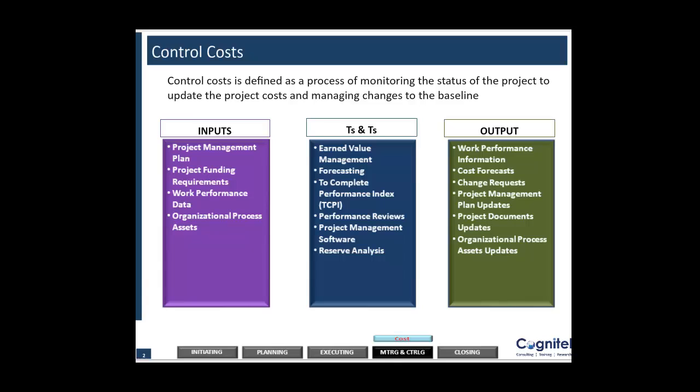Tools and techniques are your earned value management, forecasting techniques, basically predicting how we are performing against the cost baseline, the to-complete performance index, performance reviews, project management software and reserve analysis. Outputs are your work performance information, cost forecasts, change requests, project management plan updates, project document updates, and OPA updates, or organization process asset updates. So these are the inputs, outputs, and tools and techniques.